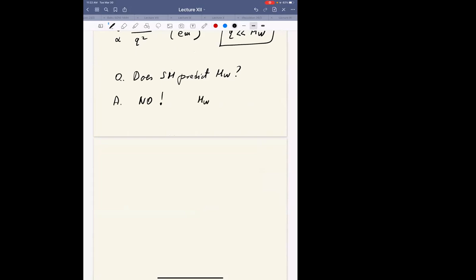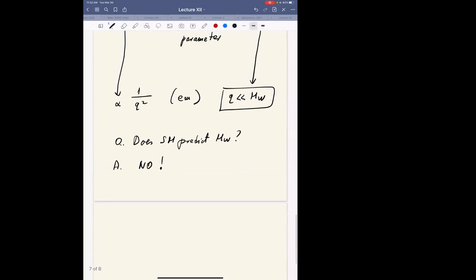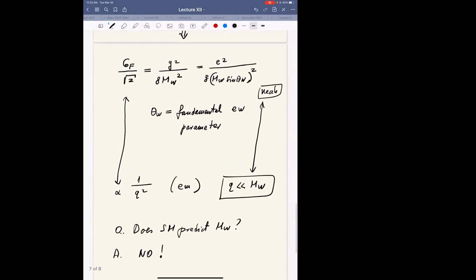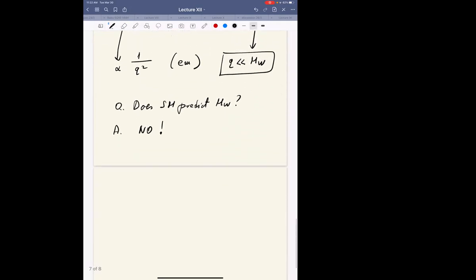MW was, no, here MW is nothing. I'm before the Higgs. Well, we'll come to the Higgs mechanism in a moment. But one may think that there is a relation because we are saying there is G Fermi. Yes, of course. If you know G Fermi and theta W, then you can fix MW, but that's not a prediction. That's a relationship between the mass and the dynamics.